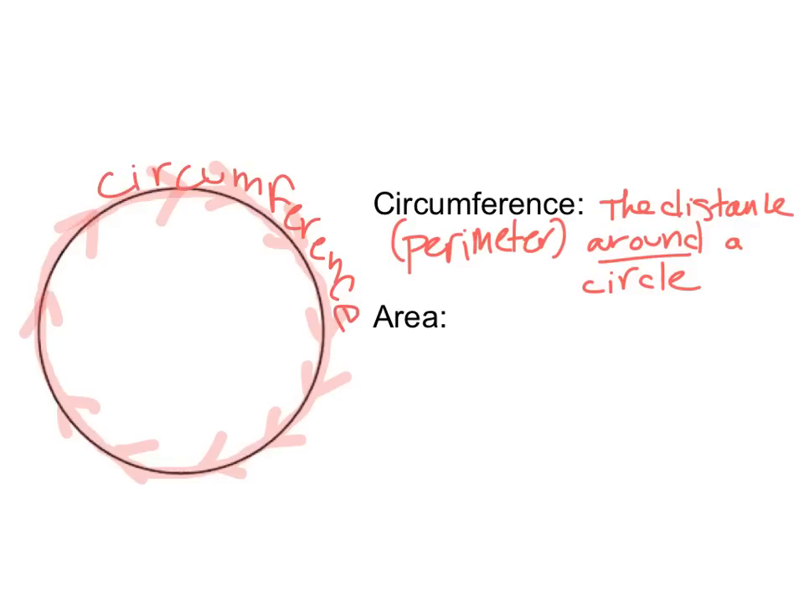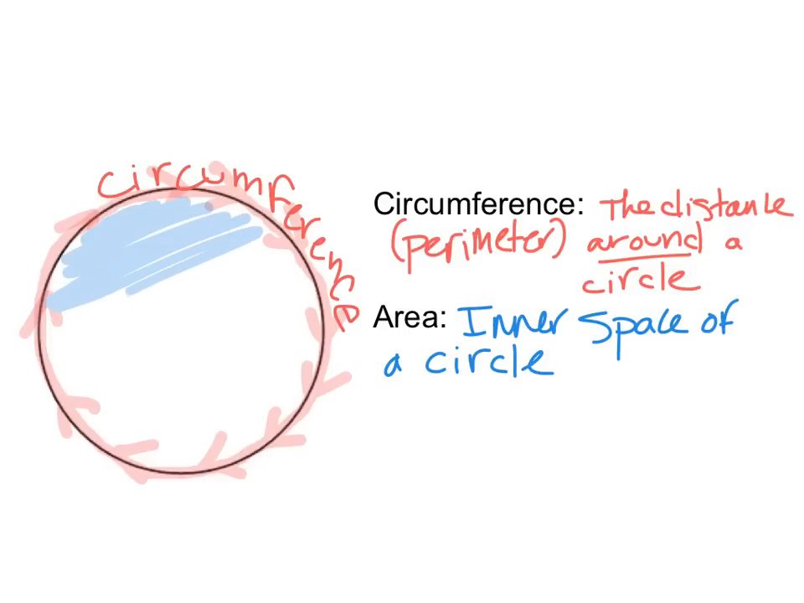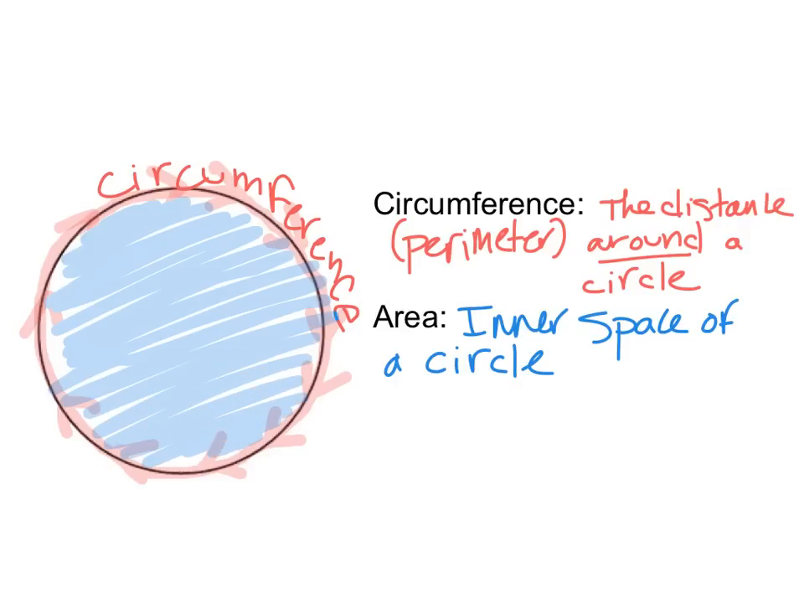And then area is hopefully exactly what you would expect. That is the inner space of a circle. So go ahead and label that on your diagram as well. Hopefully you started a new circle for area and circumference, or else this will get pretty messy. So we've got circumference around the outside and area on the inside. All right, now let's do a couple of bonus terms.